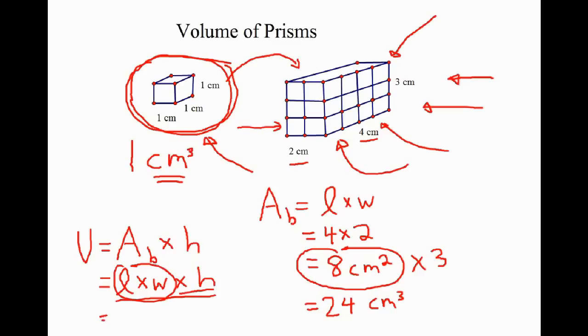And if we substitute our values in here, the length is 4, the width is 2, and the height is 3. And 4 times 2 times 3, of course, is 24. Since we're calculating volume here, volume will always be in units to the power of 3, so it's 24 centimeters cubed.